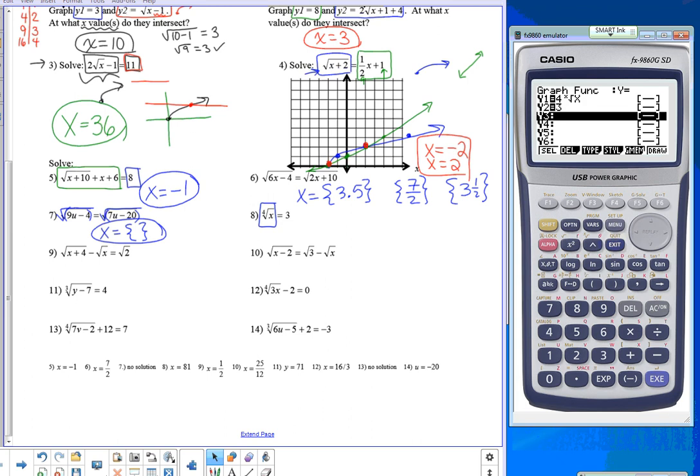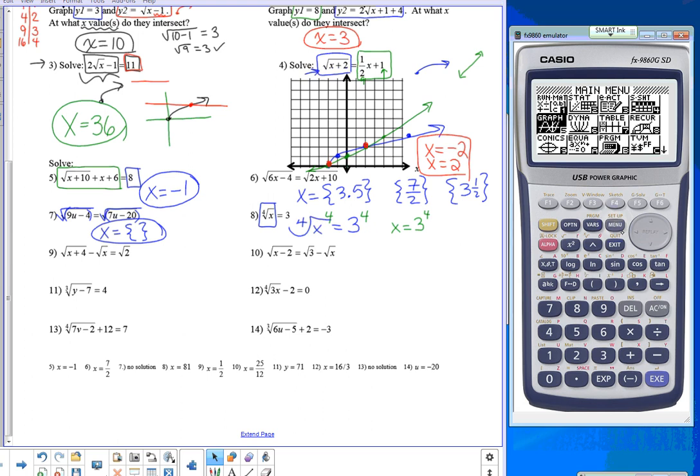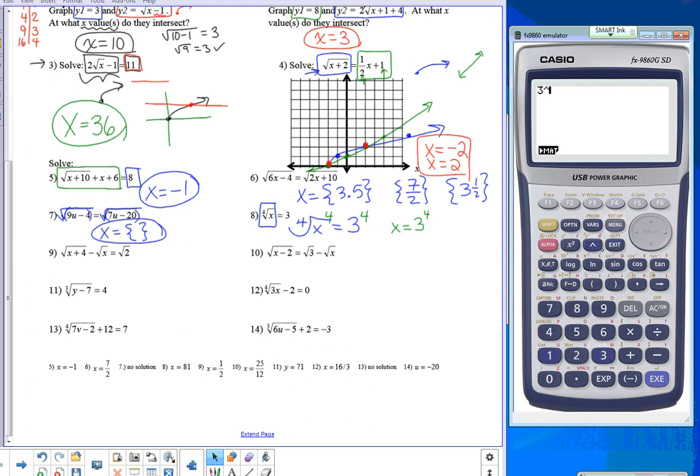You could also do this by sort of thinking of the inverse operation. If you're trying to get x by itself right here, you've got the fourth root of x is equal to 3. What's the opposite of a fourth root? That would be a fourth power. So if we're solving this for x, it's 3 to the fourth power, which is actually a pretty big number. Let me go back in here into my run menu. 3 to the fourth power is 81.